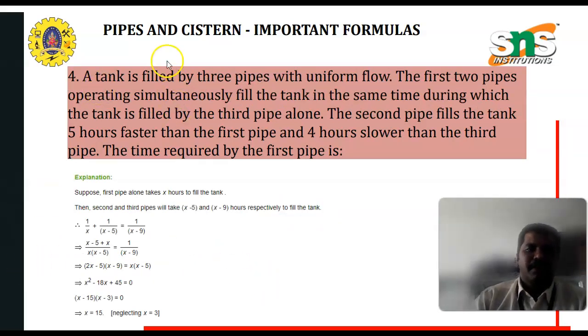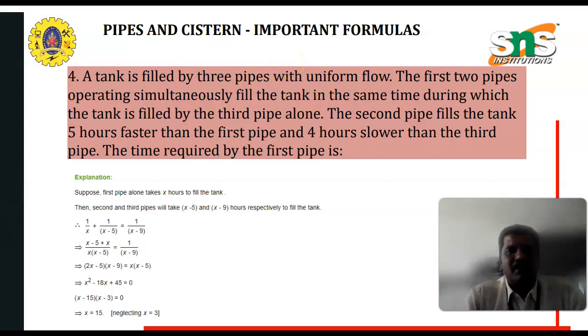A tank is filled by 3 pipes with uniform flow. The first 2 pipes operating simultaneously fill the tank in the same time during which the tank is filled by the third pipe alone. The second pipe fills the tank 5 hours faster than the first pipe and 4 hours slower than the third pipe. Suppose the first pipe alone takes X hours to fill the tank, then the second and third pipes will take X minus 5 and X minus 9 hours respectively. So 1 by X plus 1 by X minus 5 equal to 1 by X minus 9.